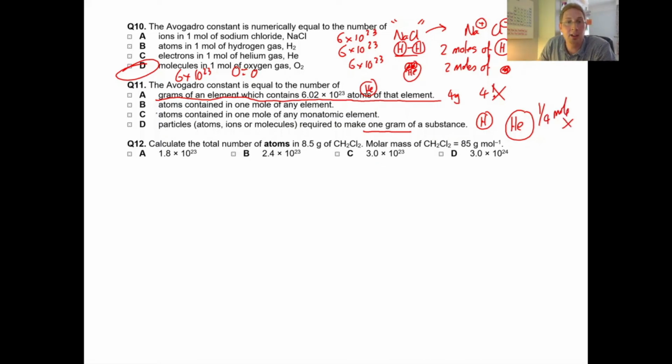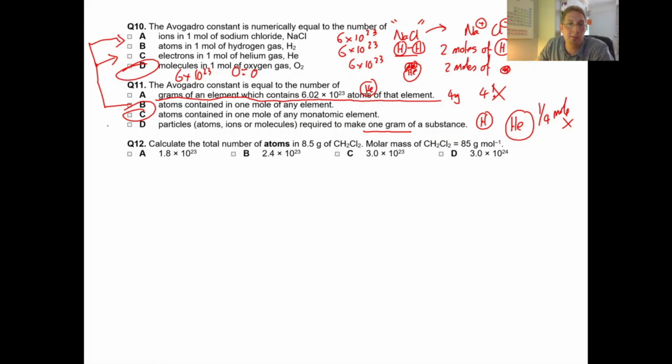B and C look the most promising. But as we've seen above, 1 mole of oxygen actually, and 1 mole of hydrogen actually contain 2 moles of atoms. So it's not that, so it must be the number of atoms contained in 1 mole of any monoatomic element.